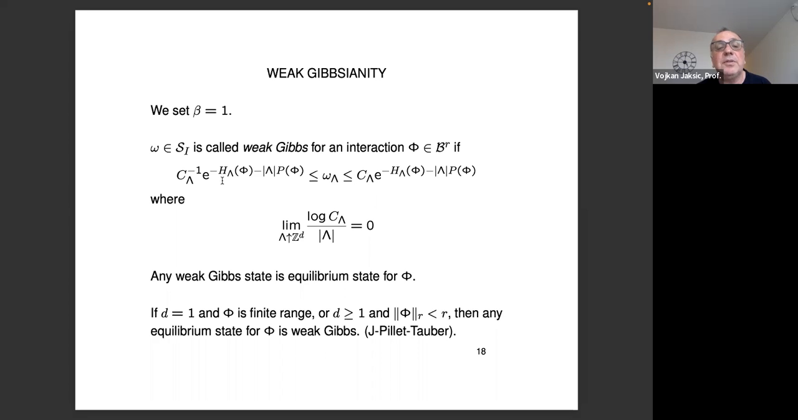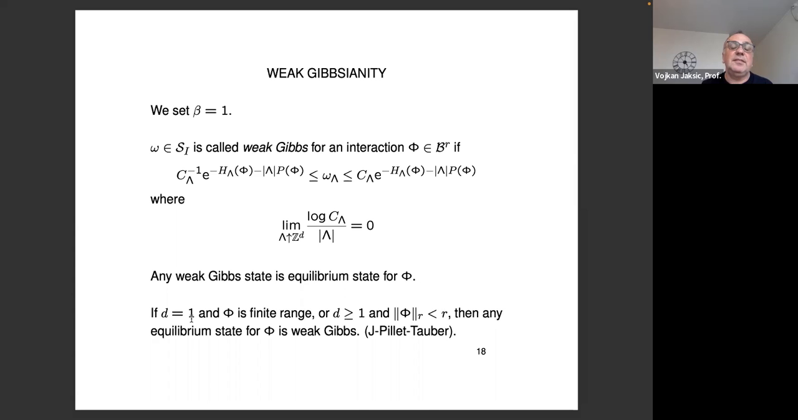This is an operator inequality, bounded above and below by a constant, with the property that when lambda goes to infinity, when lambda goes to Z^d, the logarithm of c_lambda divided by the volume, the number of points of lambda, goes to zero. It is quite an intuitive definition because you could think it is related to the Gibbs condition, that a state restricted to a box, up to a boundary term, should be given by the Gibbs canonical ensemble. That was not the motivation, I think, from the dynamical systems point of view. And this is just an adaptation to the quantum setting of one of the most popular classical definitions of weak Gibbsianity. Any weak Gibbs state is an equilibrium state for phi.